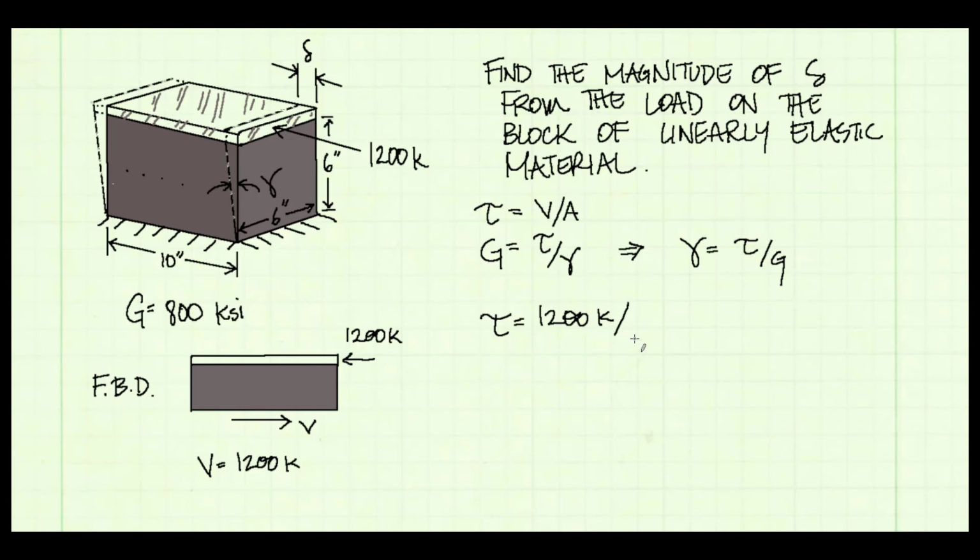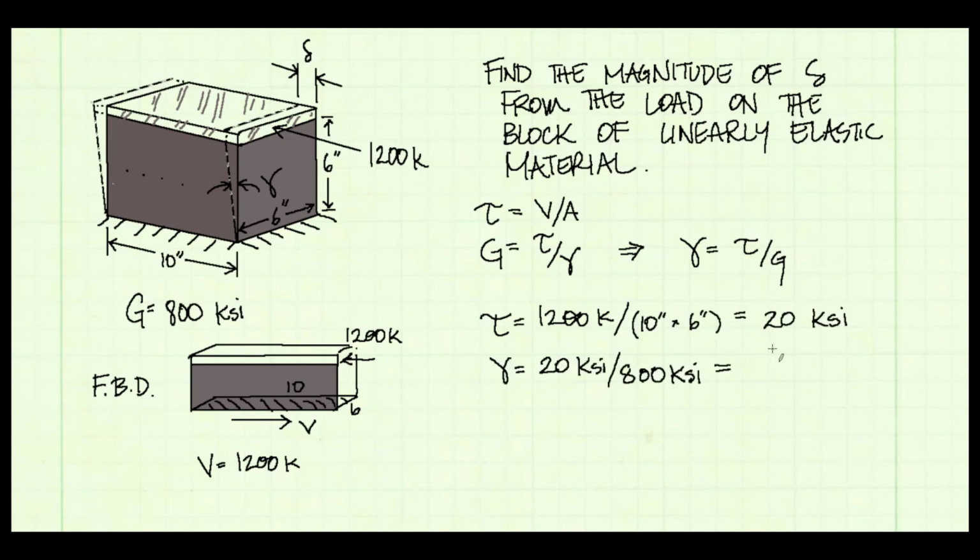So what area do we use? The area is the area of this surface on which the shear force is acting. It will be 10 inches long and 6 inches wide. And I get that the shear stress is 20 ksi. Now I can solve for shear strain using Hooke's law. I take our shear stress and divide it by our shear modulus, which is given in this problem. G is 800 ksi. Solving for shear strain, I get 0.025.